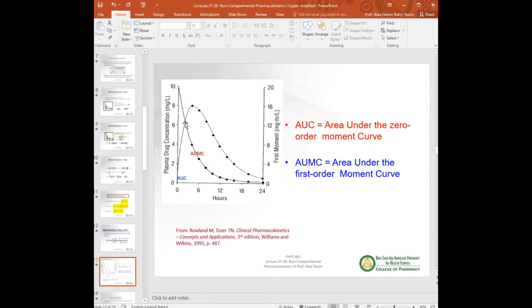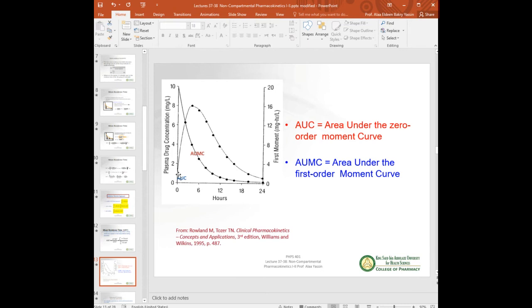So we can determine the AUC of this curve simply by dividing it into trapezoids, and we can determine the area of these trapezoids. We add them together till the end, so we reach the area under the plasma concentration time curve, which is the area under the zero order moment curve.